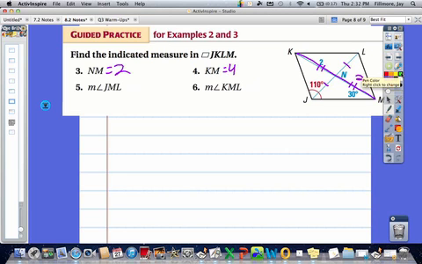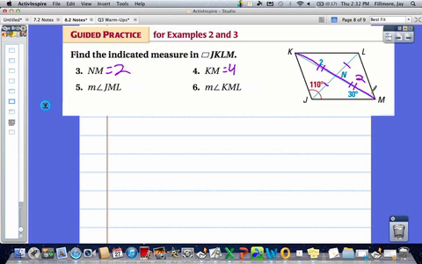For number 5, we're looking for the measure of JML. So JML, this whole angle here. And we know that consecutive angles are supplementary. So angle J and angle M, they're consecutive, next to each other. They're supplementary in this parallelogram. And so this is 110. So we'll take 180 minus 110, and that gives us 70. So this green angle here is 70.